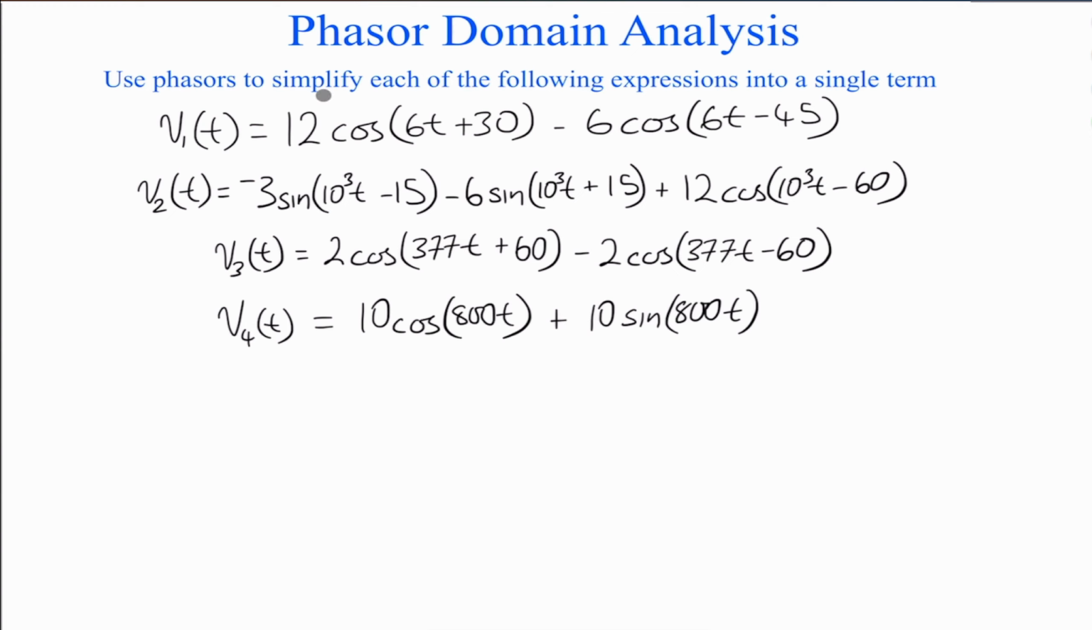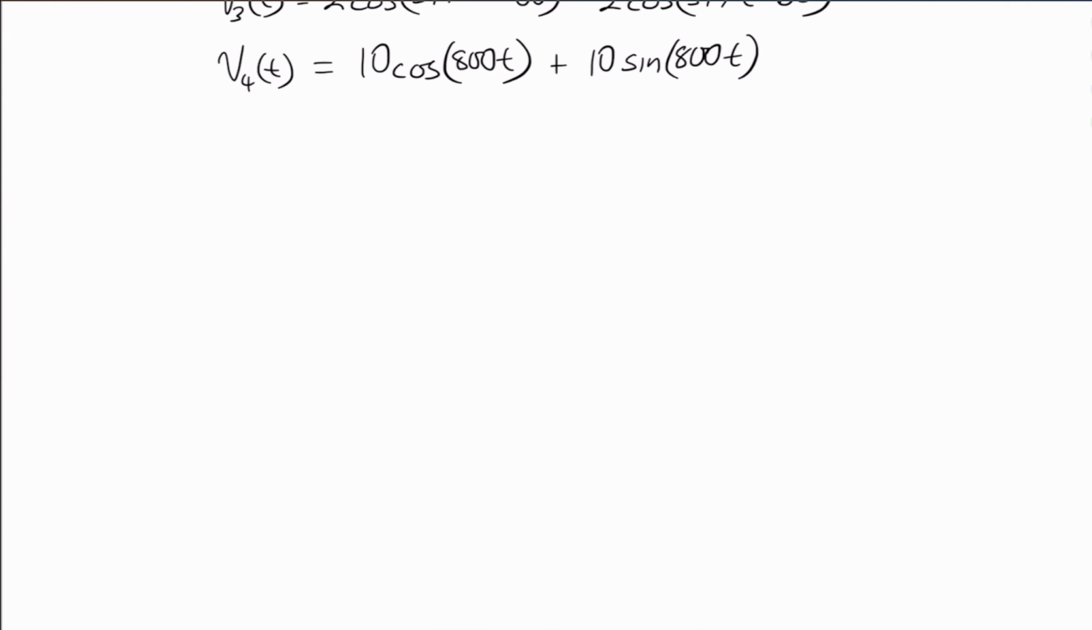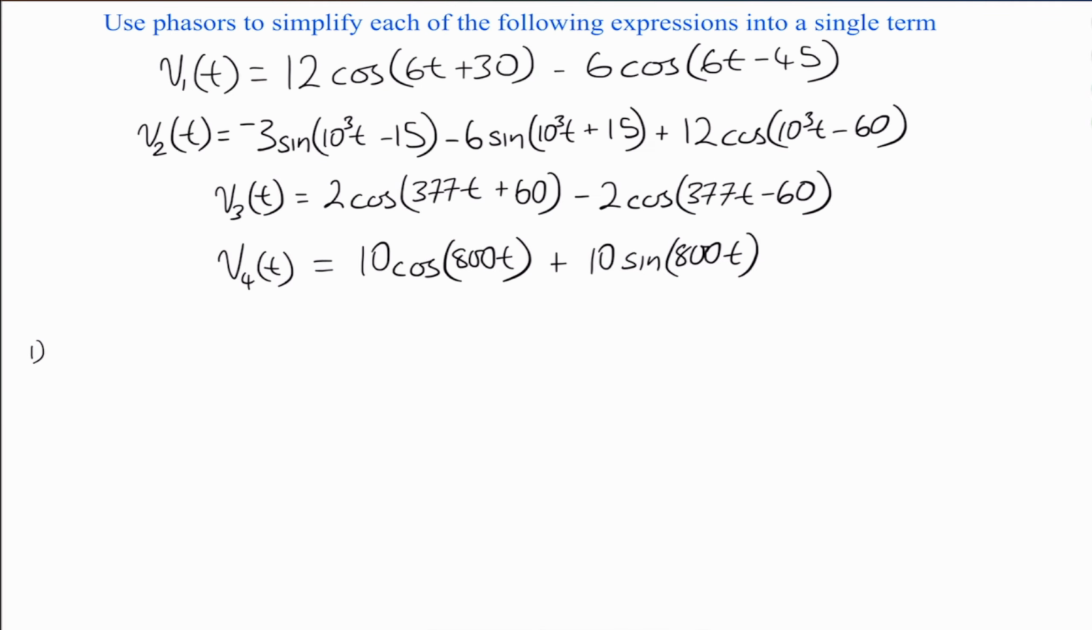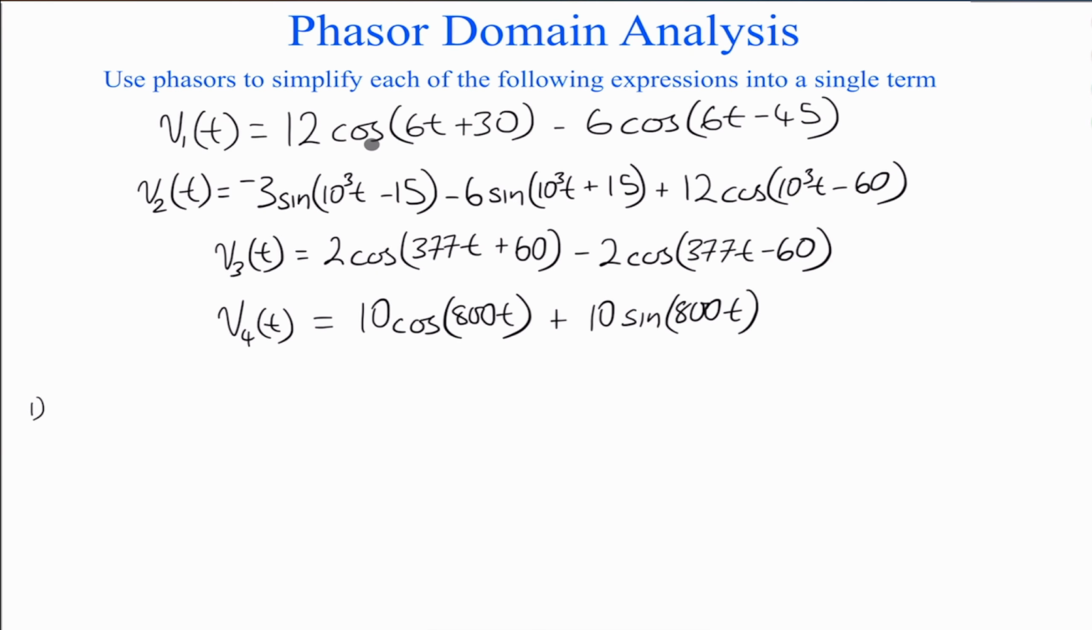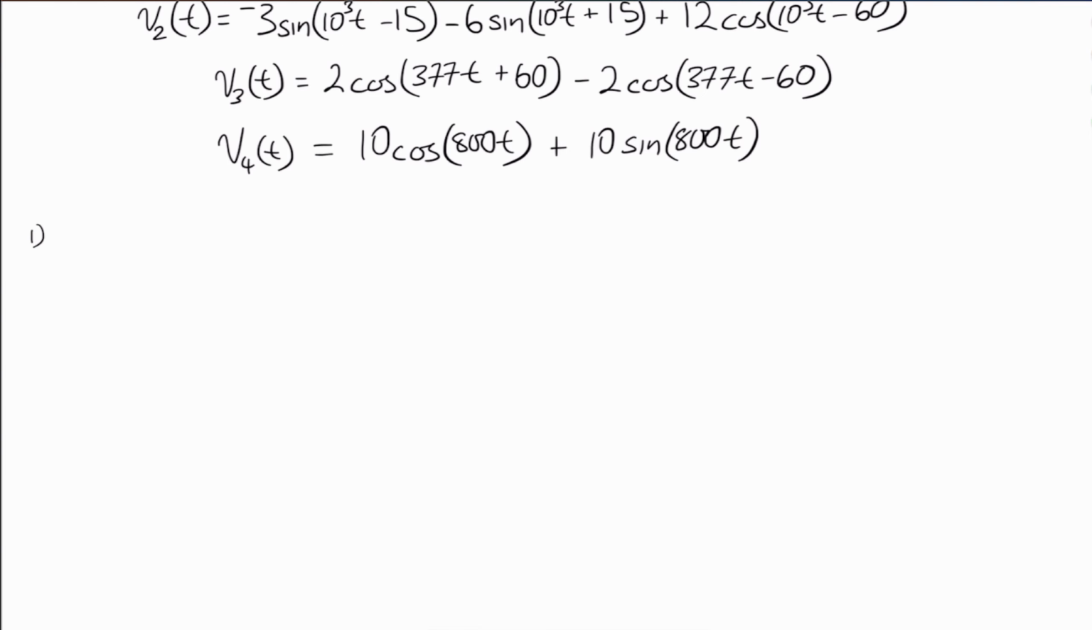Welcome back. In today's problem, we want to use the phasor technique to simplify each of the following expressions into a single term. Let's start with v1 of t. So we're going to call that 1. And we see that we have a difference of sinusoids. We can apply the sum or difference formulas or trig identities, but then again, we can just go ahead and convert that to the phasor domain and then manipulate from there.